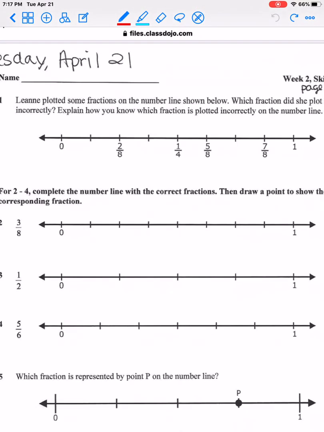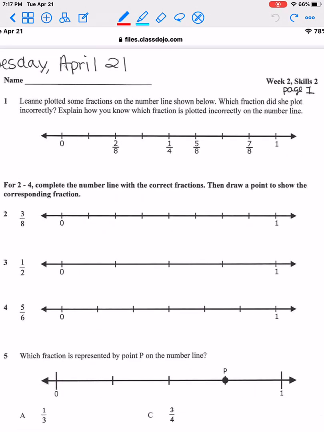Let's look at question number 1. Leanne plotted some fractions on the number line shown below. Which fraction did she plot incorrectly? Explain how you know which fraction is plotted incorrectly on the number line.